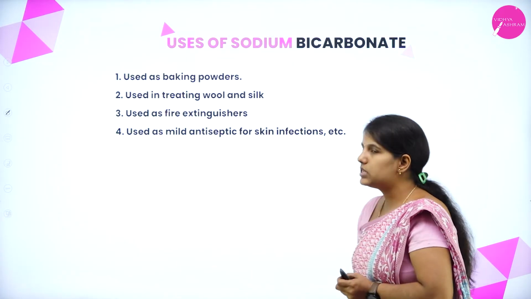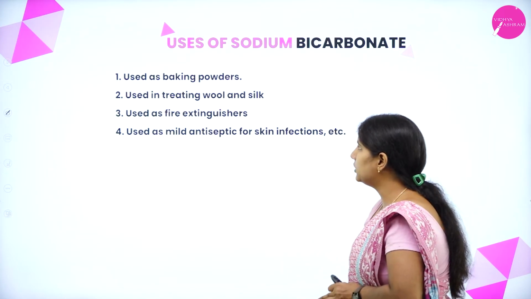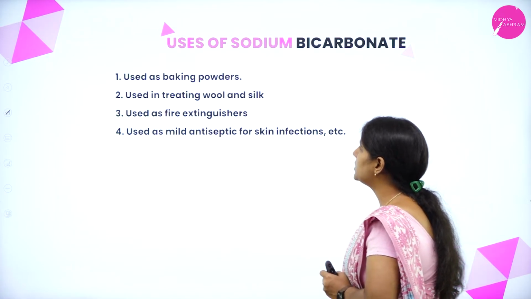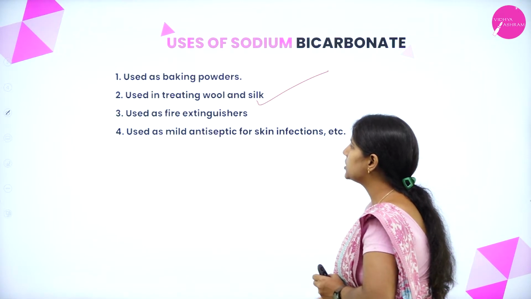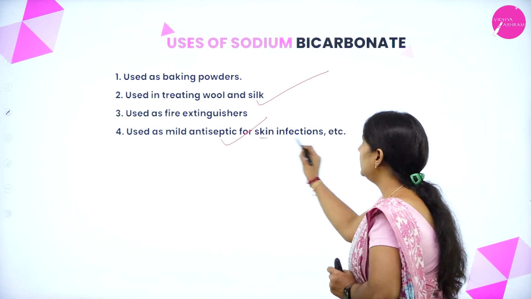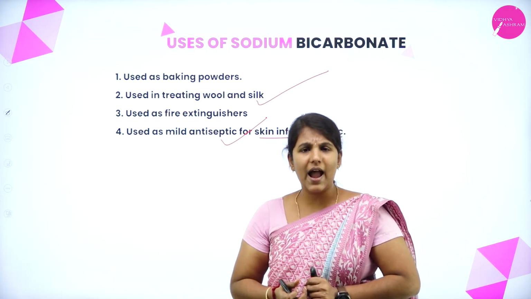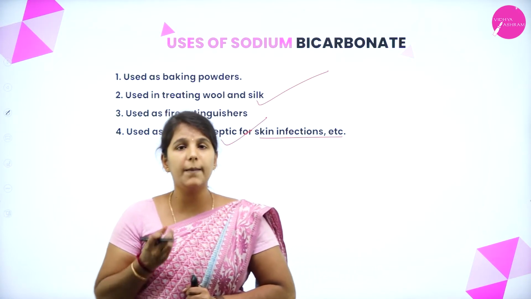Next are the uses of sodium bicarbonate or sodium hydrogen carbonate. It is used as baking powder, in treating wool as well as silk, as a fire extinguisher, and as a mild antiseptic for skin infections. Especially if ants bite your skin, we suddenly rub it with baking soda.